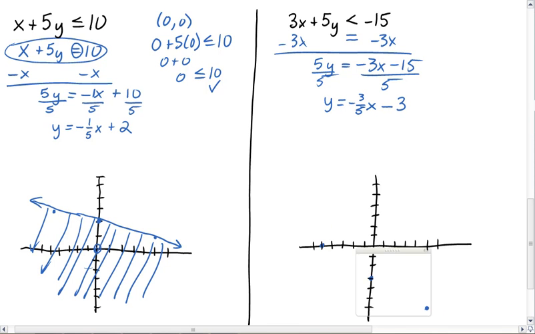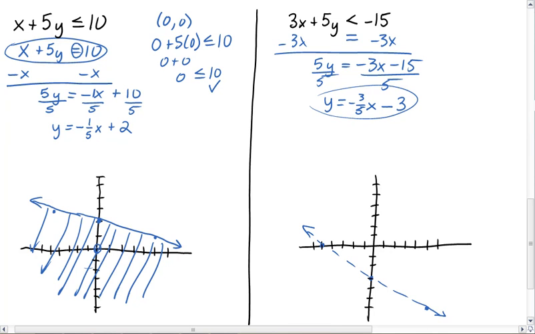Now this one is just less than. Since it's just less than, that means I don't want to include the points on this line, right? So that's going to be dashed. A dashed line is kind of like the dot that's not filled in. It's saying, hey, there's a division here, but we don't really want to include the points on the line.